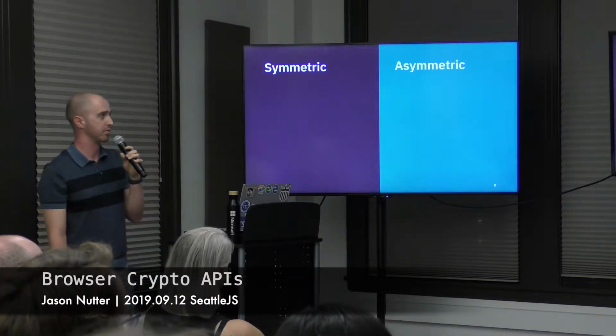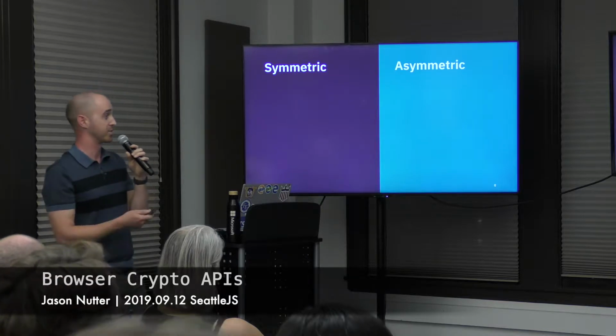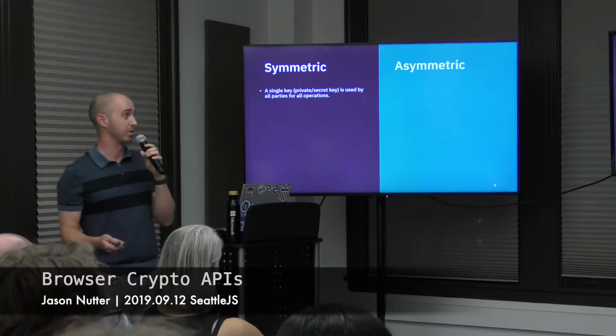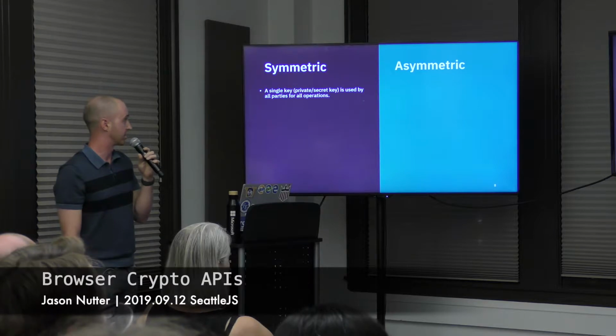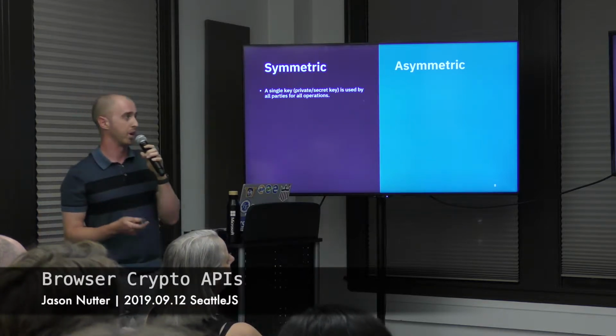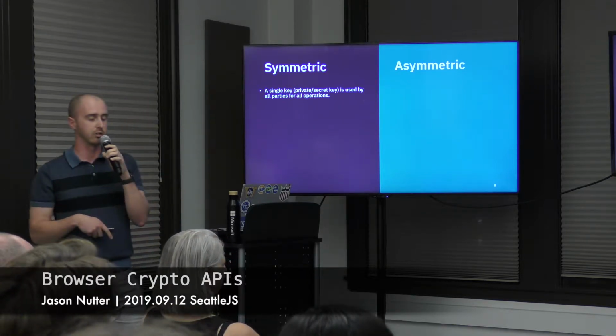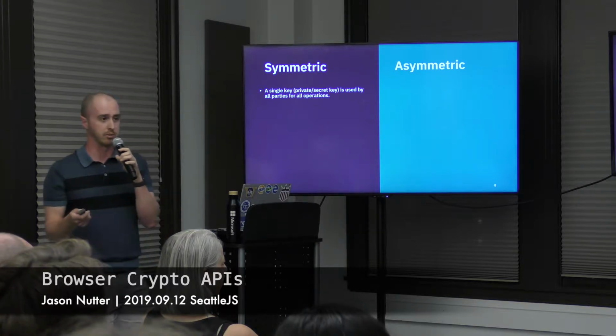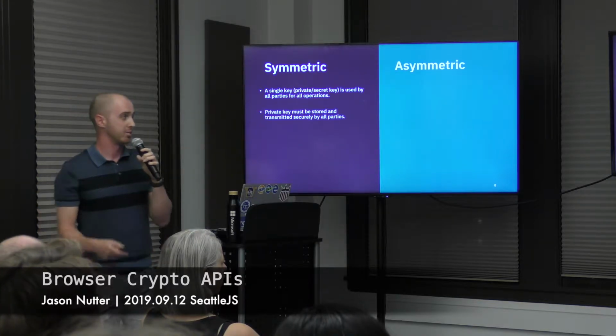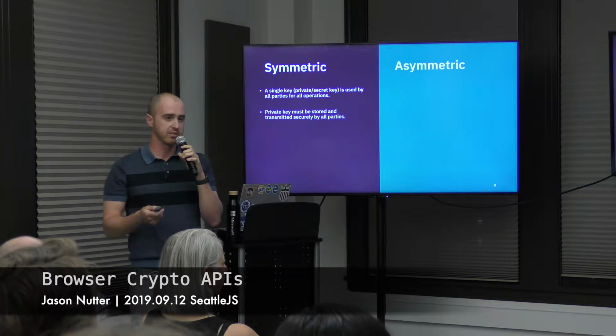So there are two types of encryption strategies, symmetric and asymmetric. In symmetric encryption, you have a single key, a private key or secret key, that is used by all parties for all operations. So encrypting and decrypting uses the same key.